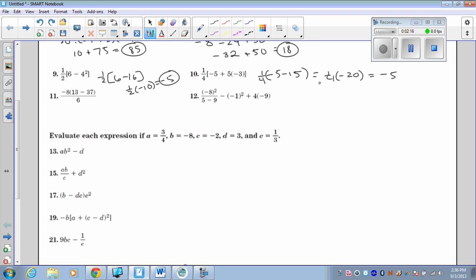If you didn't remember that with the fractions, remember negative 20 is like negative 20 over 1. 1 times negative 20 is negative 20. 4 times 1 is 4. So negative 20 over 4 is your negative 5.